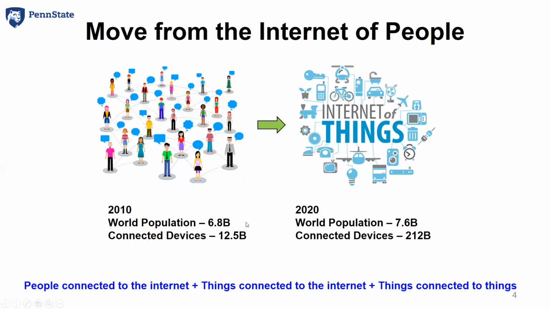People connect to the Internet, and now we have things connect to the Internet. And what will be the future? Things connect to things, and they can communicate. We can have a Facebook of manufacturing things.